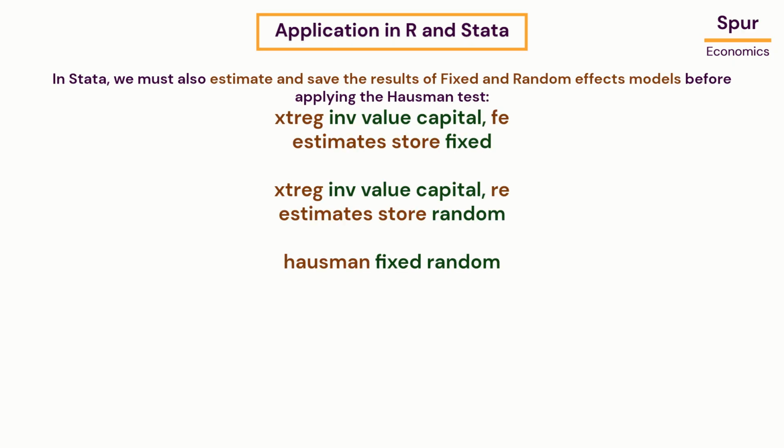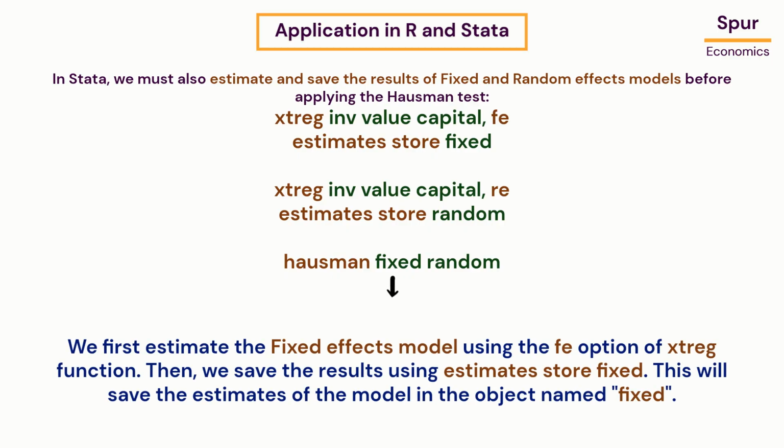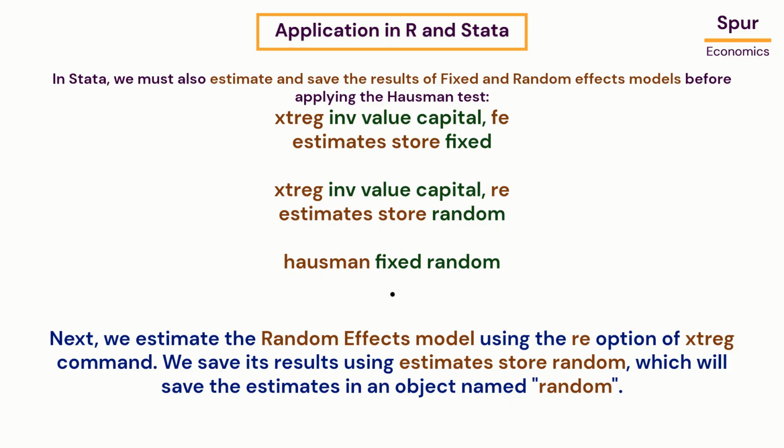In Stata, we must also estimate and save the results of fixed and random effects models before applying the Hausman test. In the commands shown here, we first estimate the fixed effects model using the fe option of the xtreg function. Then, we save the results using estimates store fixed. This will save the estimates of the model in the object named fixed. Next, we estimate the random effects model using the re option of the xtreg command. We save its results using estimates store random, which will save the estimates in an object named random.